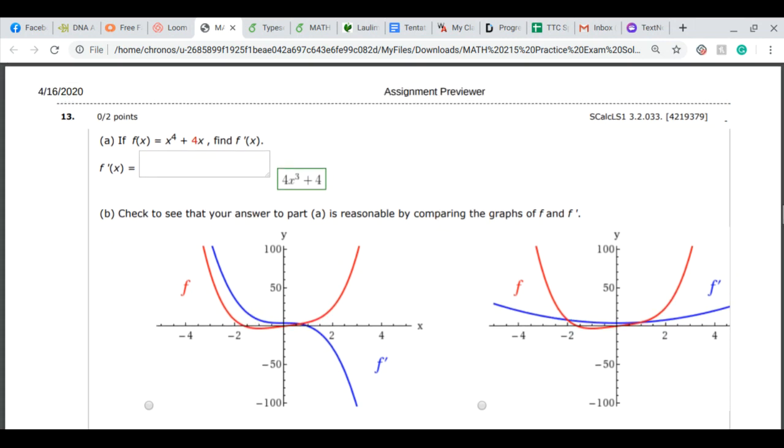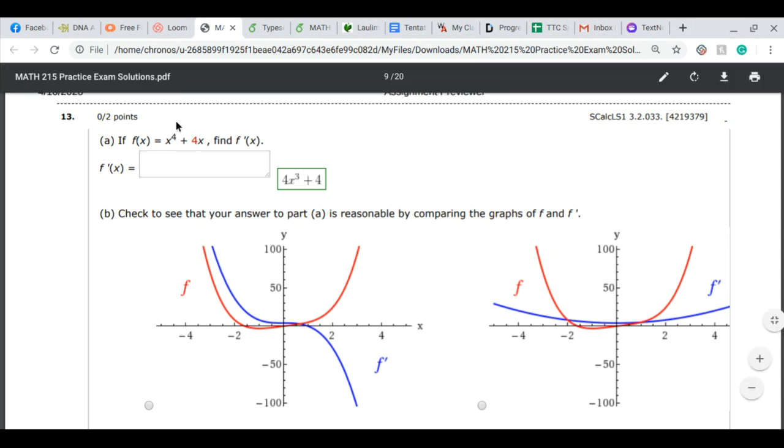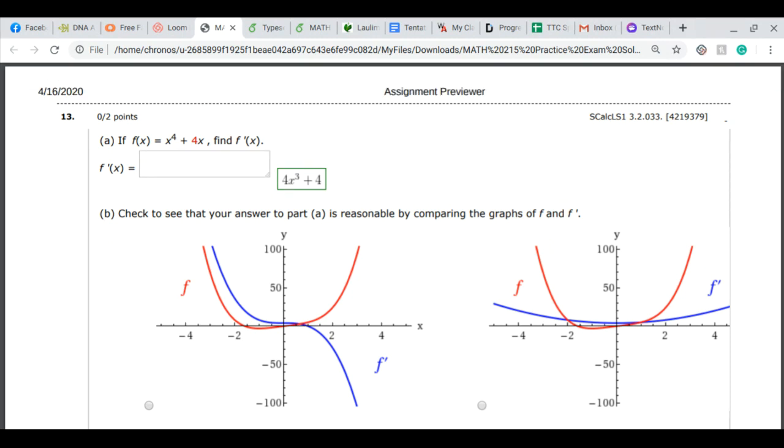Okay, so what do we expect f to look like? Notice when x is very large, this function is looking like x to the fourth, an even power. You recall from the beginning of the semester, we went over this a lot, the function changes from decreasing to increasing. So it hits positive infinity when x is large and negative, and also positive infinity when x is large and positive.